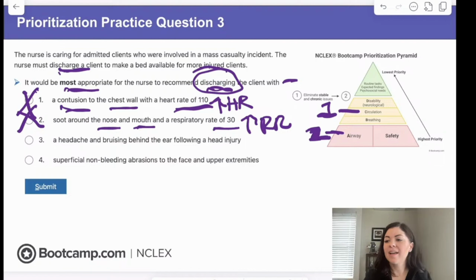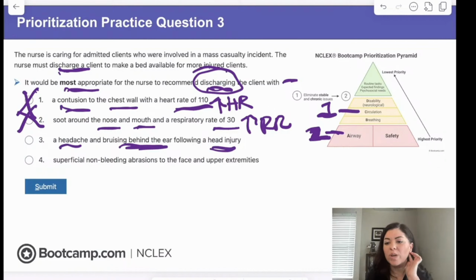Option 3, a headache and bruising behind the ear following a head injury. So does anybody remember the name of that bruising behind the ear? What's it called when you have bruising behind the ear following a head injury? While y'all are guessing that, thank you guys. Y'all reminded me that singeing of the nasal hair is also a very common finding with inhalation injuries. So that's another finding that indicates inhalation injury. Great job, Daisy. Battle sign.